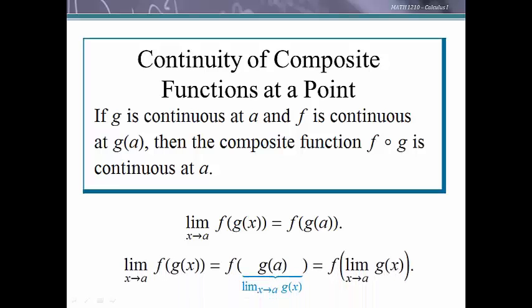Well, let's look at that left-hand side, the limit as x approaches a of f of g of x. Because we know that g is continuous at a, we could replace the g of x with g of a.